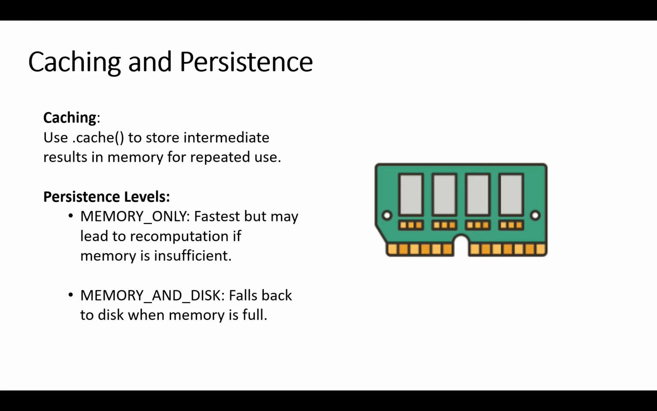If the memory gets full, the operation will not fail. In the first case, it will fail, because if the memory is not sufficient and you have set memory only, it is fastest, but it can fail. One other option can be memory and disk. So it uses memory first. If it becomes full, then it falls back to the disk. So these are the two ways in which you can use caching to increase the performance.